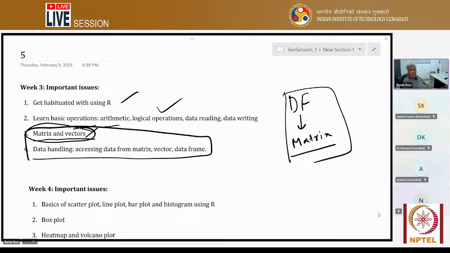Is there anybody who is facing trouble in using R? You can tell me here.